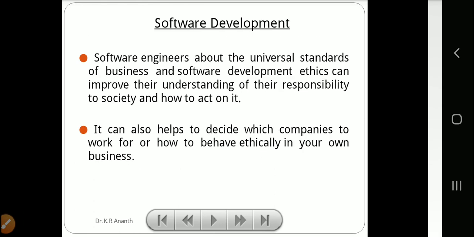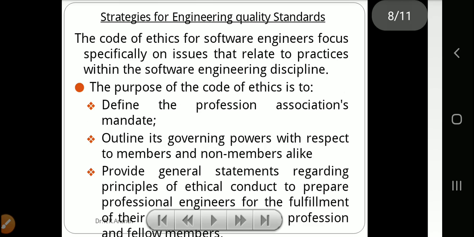Next, coming to the topic of ethics for software engineering, which standardizes the business and the software development, which can improve their understanding of their responsibility to society and how to act on it. It can also help to decide which company to work for or how to behave ethically in their own business. Every software engineer should focus specifically on the issues related to the practice within the software disciplines during the construction of their coding system.